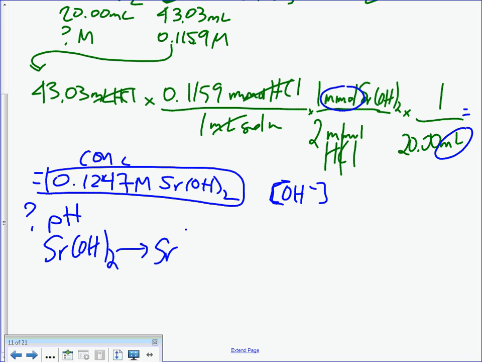Sr 2+ and OH minus. How many of them? 2 OH. 2 OH minuses. Okay, so this is the star here. This 2 means I make 2 hydroxides. So whatever my concentration of this is, that's of the base, strontium hydroxide. But when it dissolves, it makes double the hydroxide. So this number needs to be doubled to give me the concentration of hydroxide.